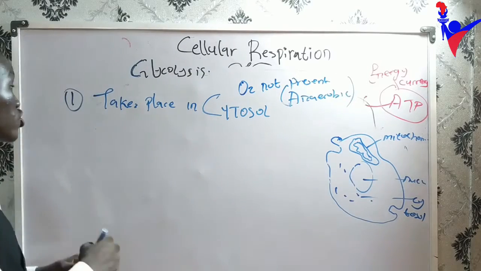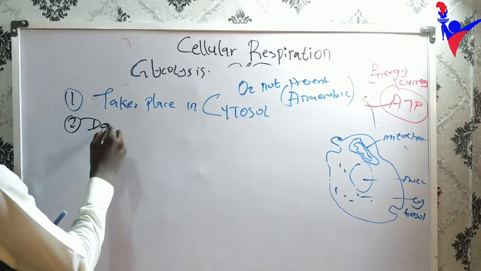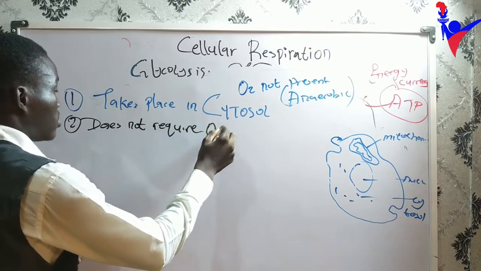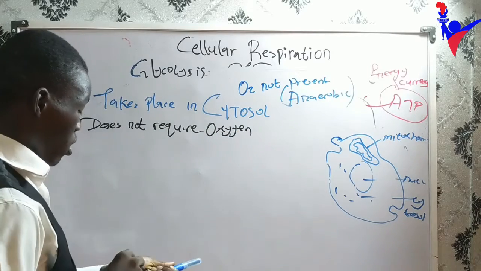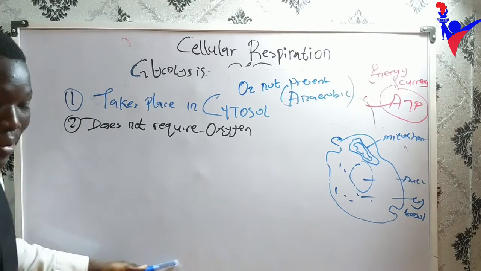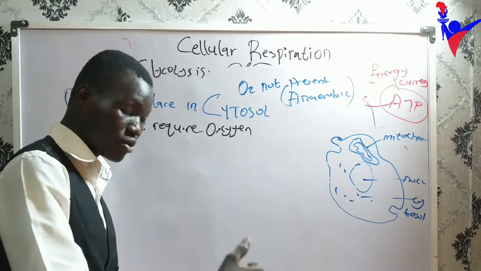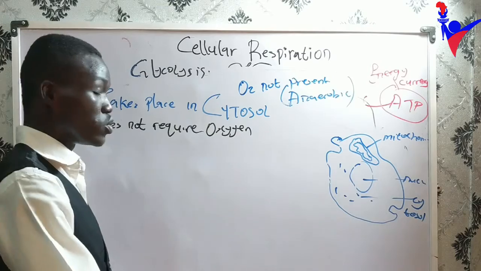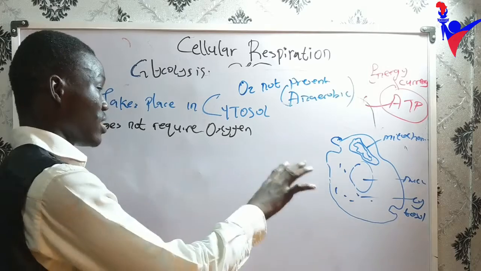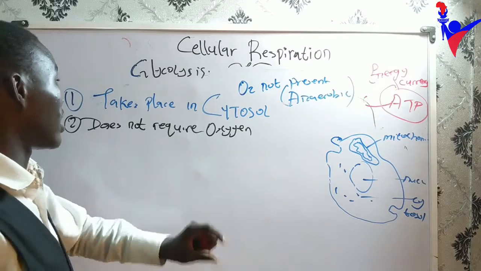Another thing is that it does not require oxygen. Glycolysis does not require oxygen to break down glucose, but after it has reached pyruvate or pyruvic acid, we can determine whether it is going to break down further to give us much more energy, or go into fermentation, the lactic acid fermentation or the alcohol fermentation. We're going to look at the difference between those as we go on. So these are the two major things about glycolysis.